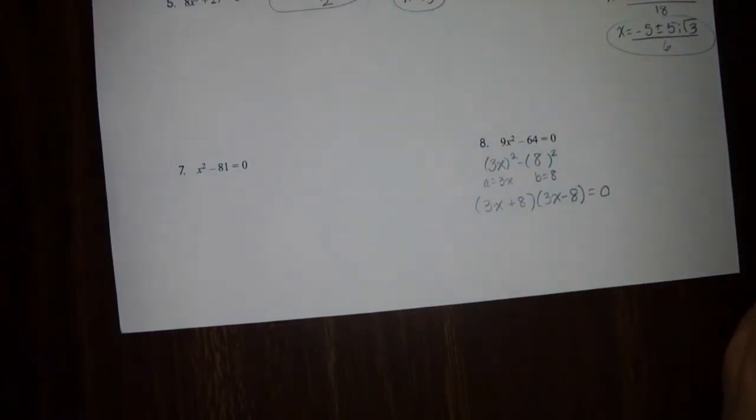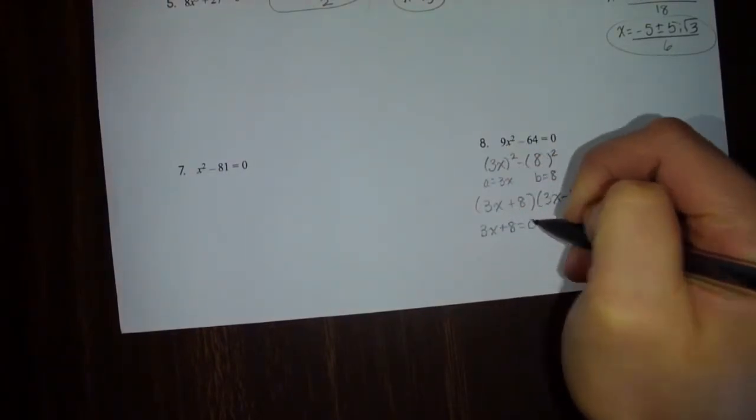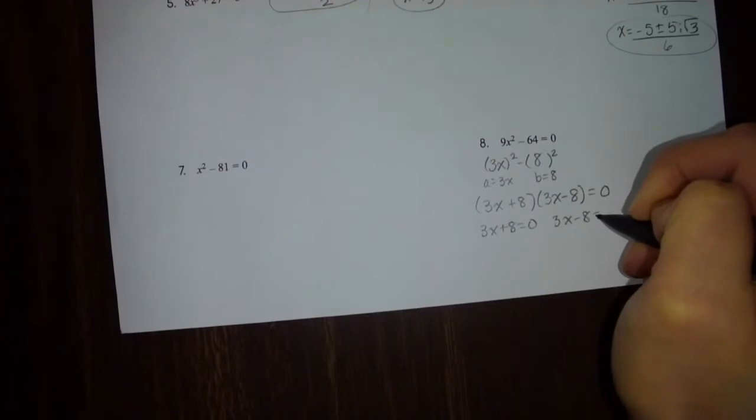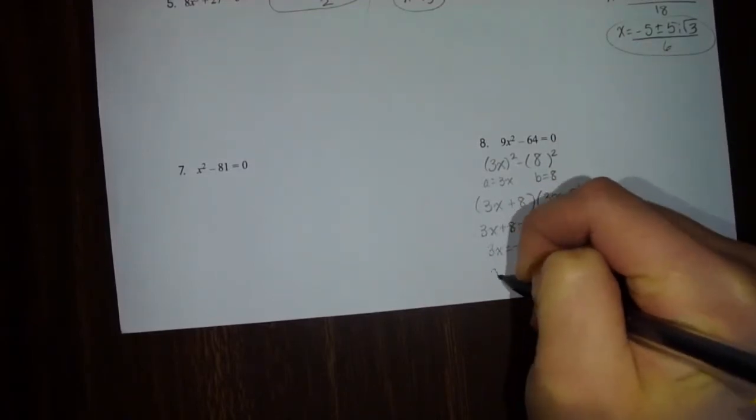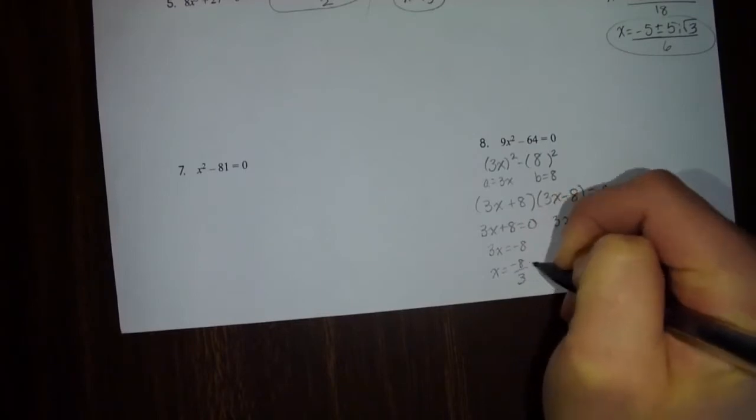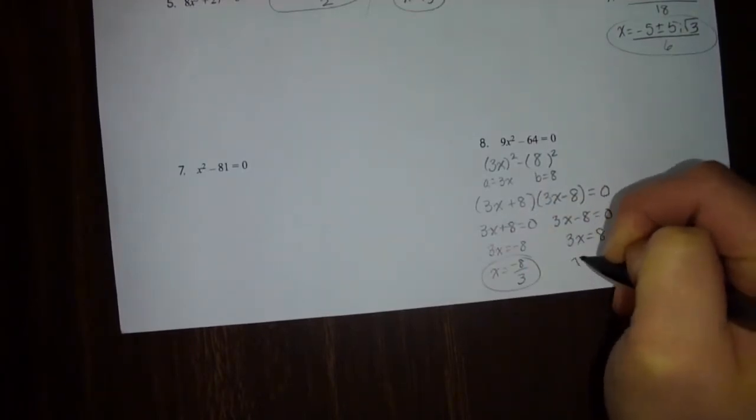And then we just have to set each equal to 0 and solve. So 3x plus 8 equals 0, 3x minus 8 equals 0. Subtract 8 and then divide by 3. And then same thing here, but add 8 and divide by 3.